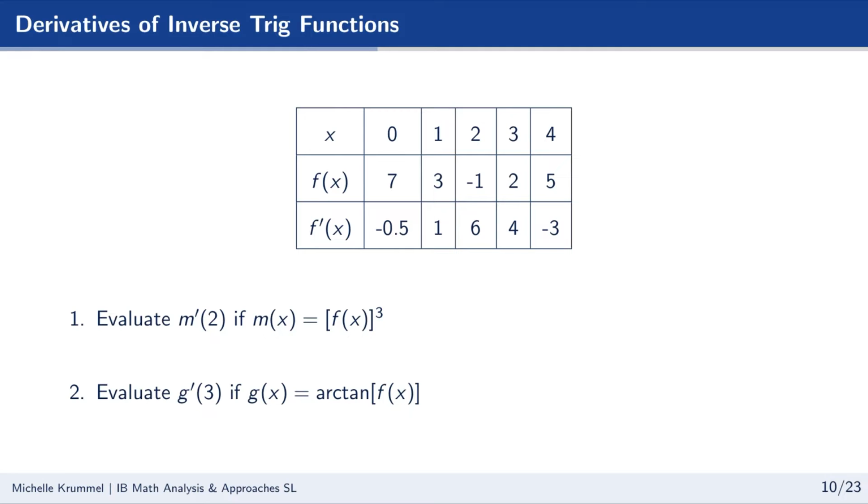Evaluate m prime of 2 if m of x equals f of x cubed. So this is not x cubed. This is f of x cubed, and so we need the chain rule to take this derivative. This is stuff cubed. Let's highlight the inner function. That's the stuff that I've highlighted in yellow, f of x. So the derivative of stuff cubed is 3 times the stuff squared, that's power rule, times the derivative of the stuff. And the derivative of f of x is f prime of x.